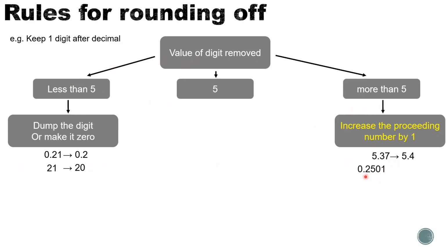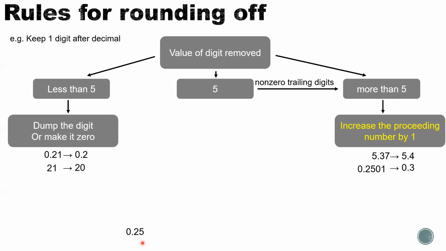Here we have a number 0.2501. If we want to keep one digit after decimal, we look at the second digit after decimal. This is 5. However, after 5, we have a few other digits. Now, this number is 0.2501. After 5, there are non-zero trailing digits. So in this case, we follow the rules of more than 5. So we round 0.2501 to 0.3.